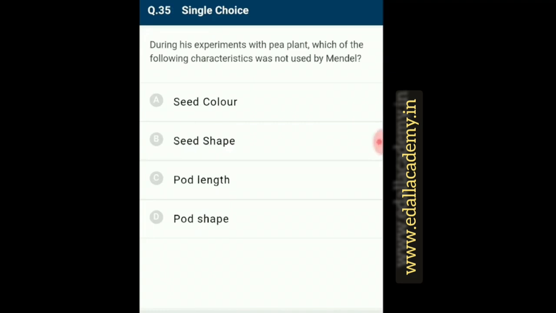Question number 35. During his experiments with pea plants, which of the following characteristics was not used by Mendel? Johann Mendel, considered the father of genetics, gave the observations and theories of inheritance of characteristics. He made his conclusions based on experiments conducted on the Pisum sativum pea plant. In the plant, he considered 7 contrasting characters: seed shape, seed color, pod color, stem height, flower position. He did not consider pod length for his studies. So the answer is option C, pod length.